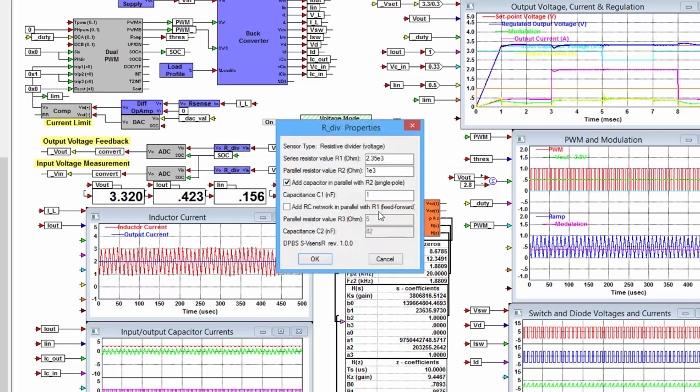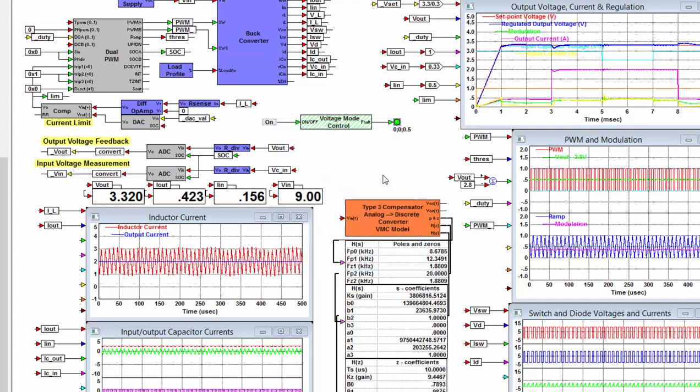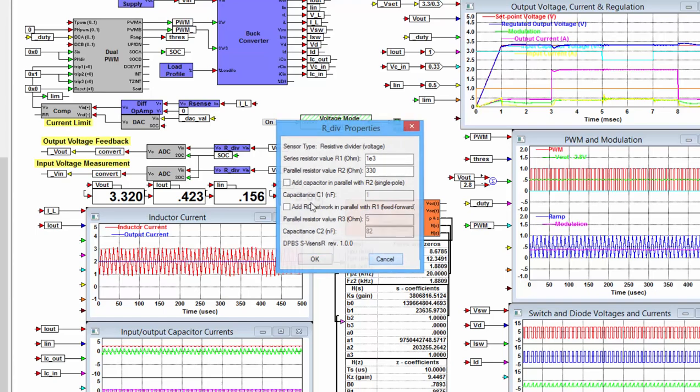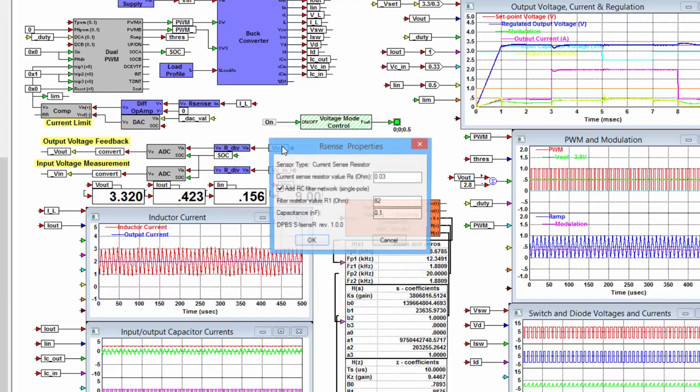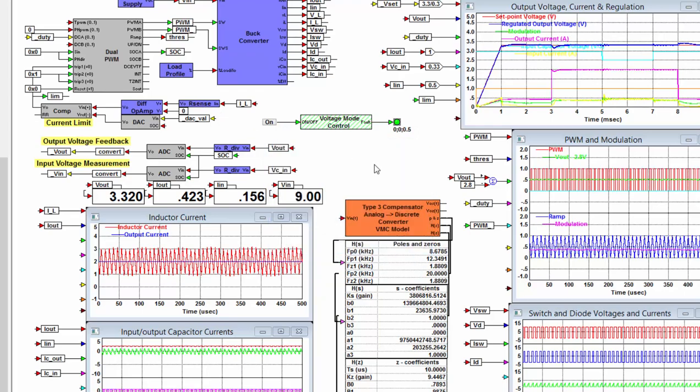And the voltage dividers are here. Note that from the schematic, these values are different to the schematic on the output voltage particularly, and also the current sensor. These are different values.